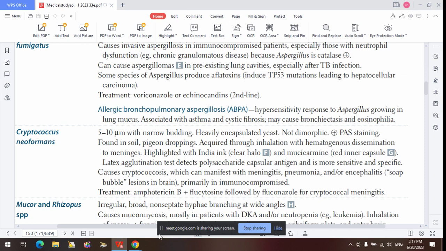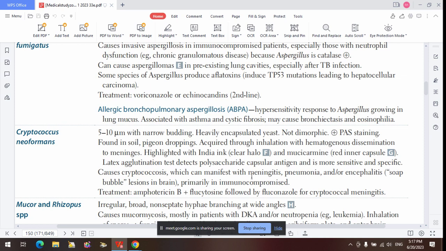You can also do a latex agglutination test to detect the polysaccharide capsule antigen. The basis of this test is that you are adding antibody to the latex. Then you are adding it to the specimen that you are dealing with, maybe from the lungs. You are taking an aspirate from the lungs or maybe any tissue. Then you add it to the latex containing the antibody to the polysaccharide antigen of Cryptococcus. It's going to agglutinate if that sputum is containing Cryptococcus neoformans.